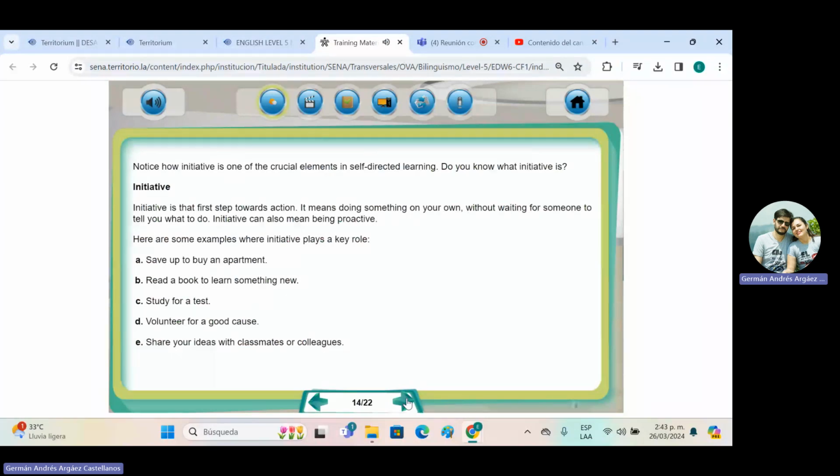A. Save up to buy an apartment. B. Read a book to learn something new. C. Study for a test. D. Volunteer for a good cause. E. Share your ideas with classmates or colleagues.